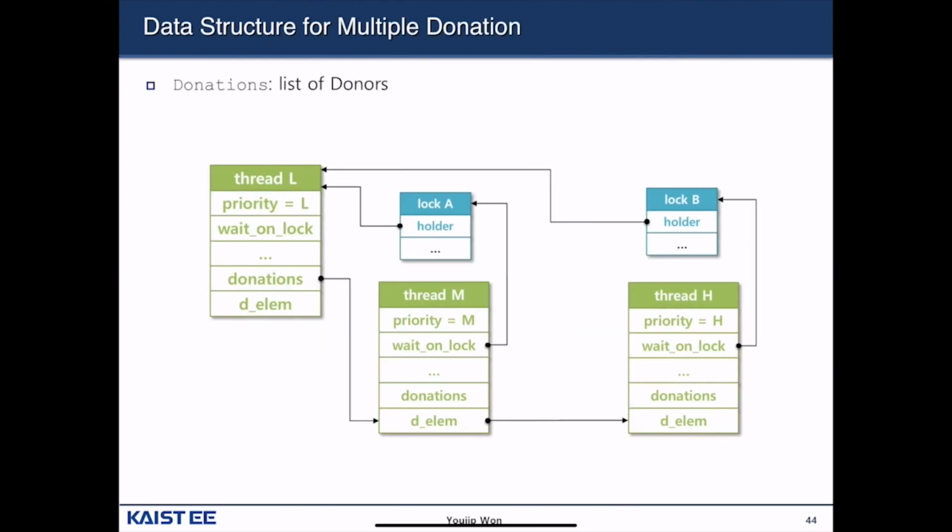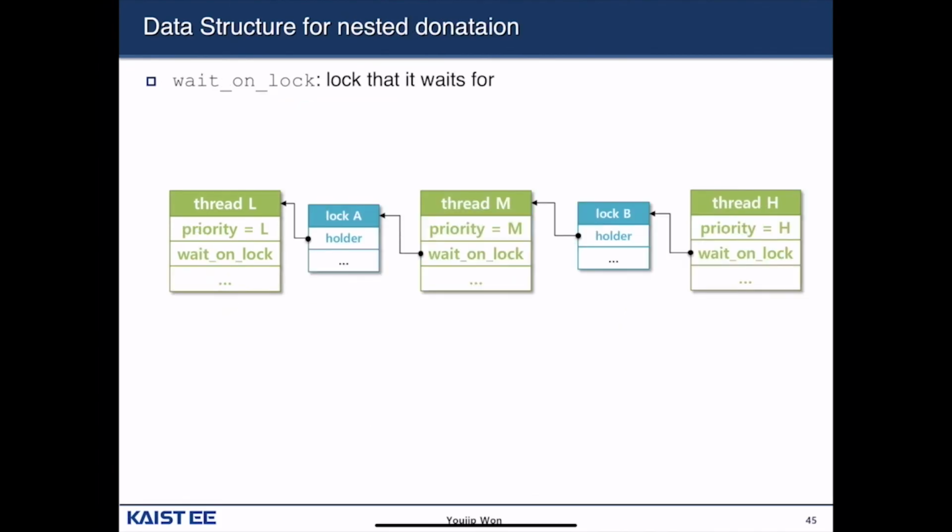The idea is simple. For supporting multiple donation, a thread has to maintain the list of donors. So every time it releases a lock, it searches the donors and gets the highest priority of the remaining donors. For nested donation, you have to maintain the lock that it waits for. And then once you inherit a priority, you have to check if you need to pass the current priority on to your lock holder. That's the way you implement nested donation.